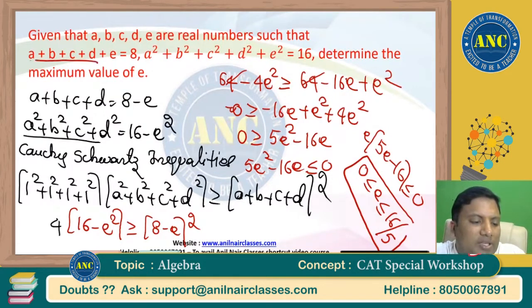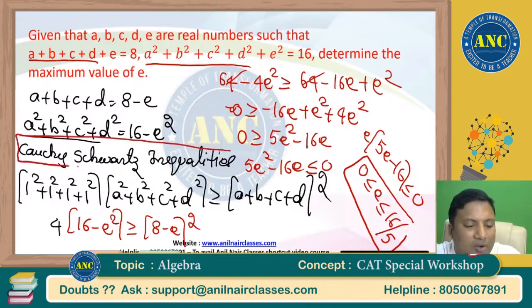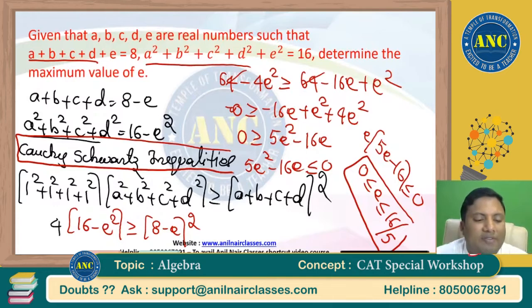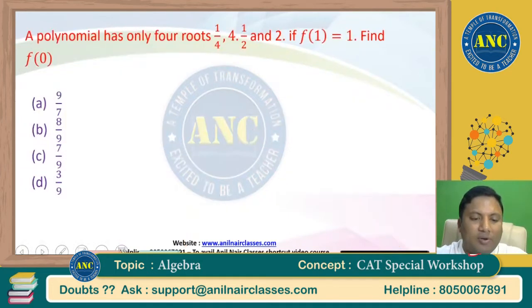Easy question. A plus b plus c plus d is 8 minus e. A square plus b square plus c square plus d square is 16 minus e square. Then I used Cauchy-Schwarz inequality. I got the answer very fast. 1 square plus 1 square plus 1 square plus 1 square into a square plus b square plus c square plus d square. I hope the idea is clear. A variety of questions can be there based on Cauchy-Schwarz inequality.